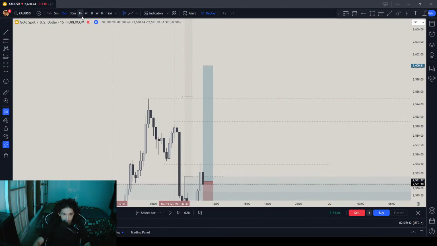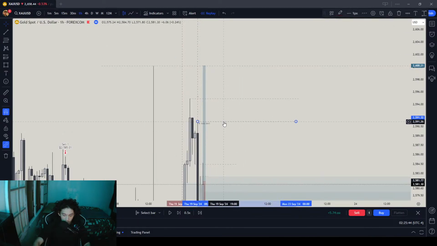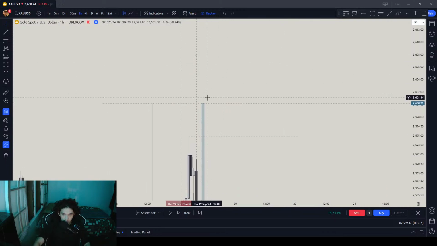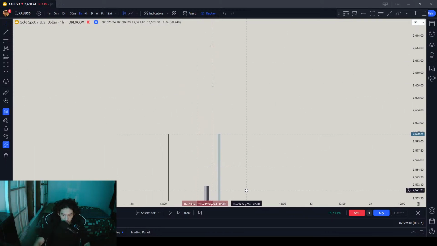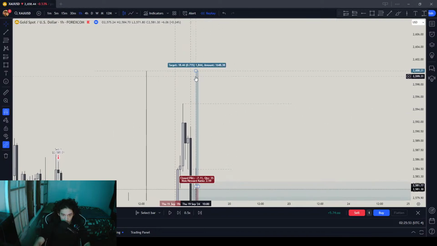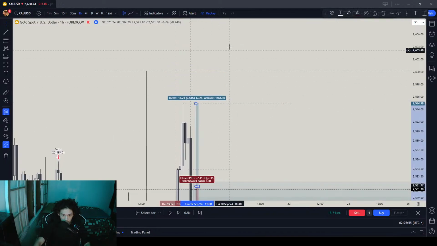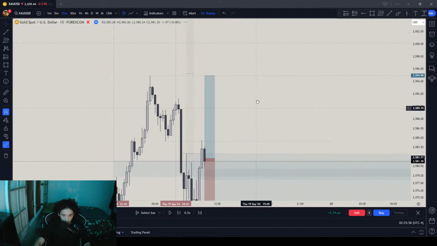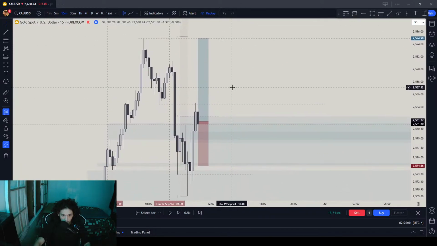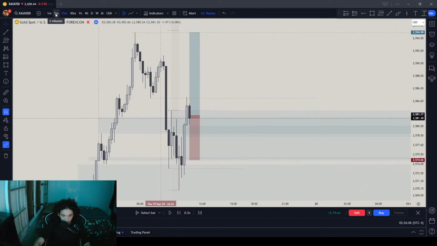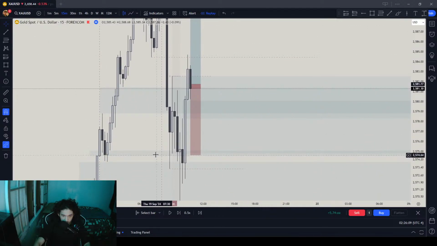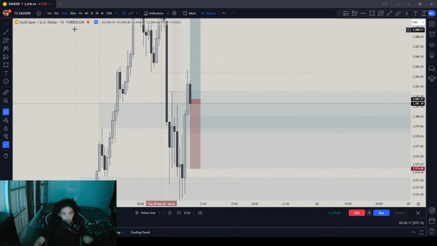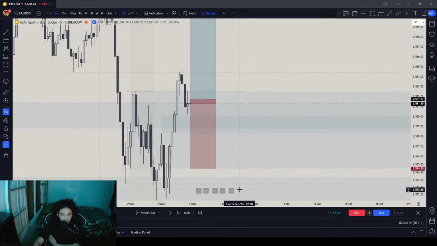Okay, this is not gonna be my first take profit. My first take profit is not gonna be this. It's gonna be this. Then the second take profit is gonna be here. Okay, so market says just to this. But this is not near that. Oh, we don't got a candle closure above. Damn.